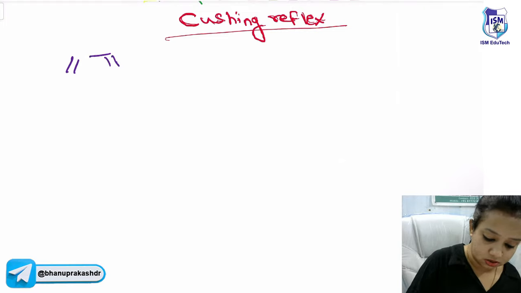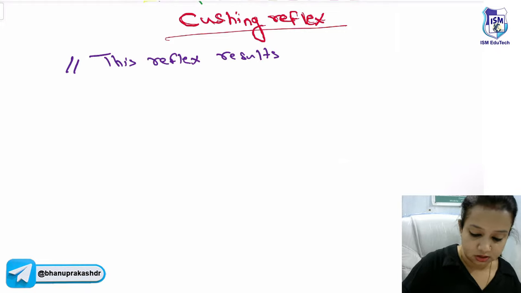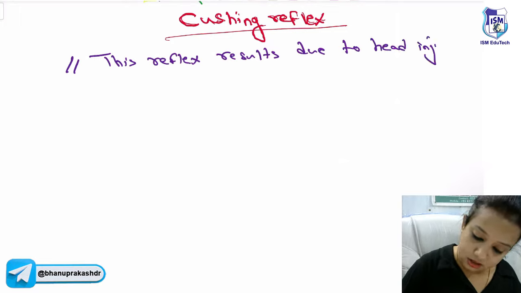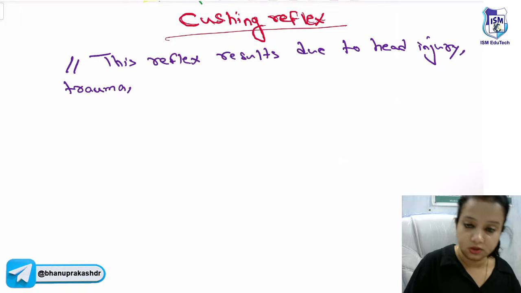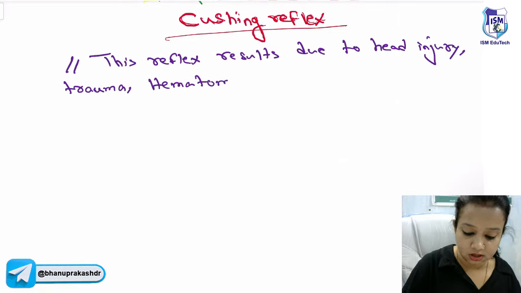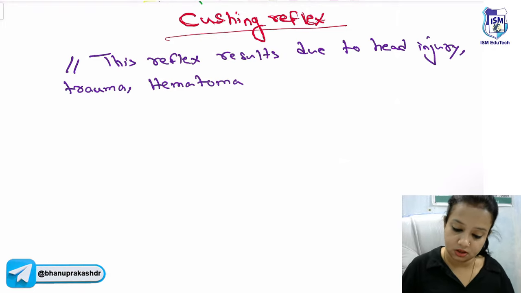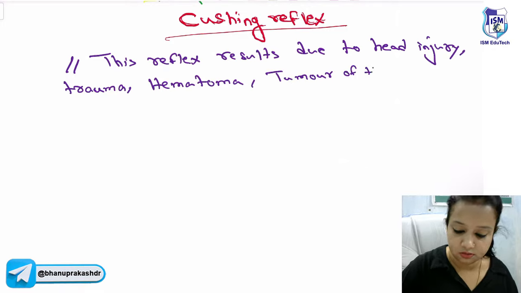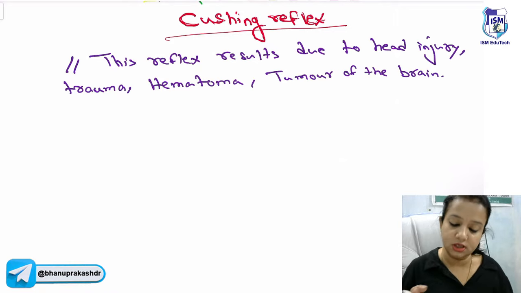So this reflex results due to head injury, head trauma, any kind of head accident, any trauma, hematoma, when the blood accumulates around the blood vessel, we call it hematoma, or any kind of tumor of the brain. These are the conditions which elicit this Cushing reflex.